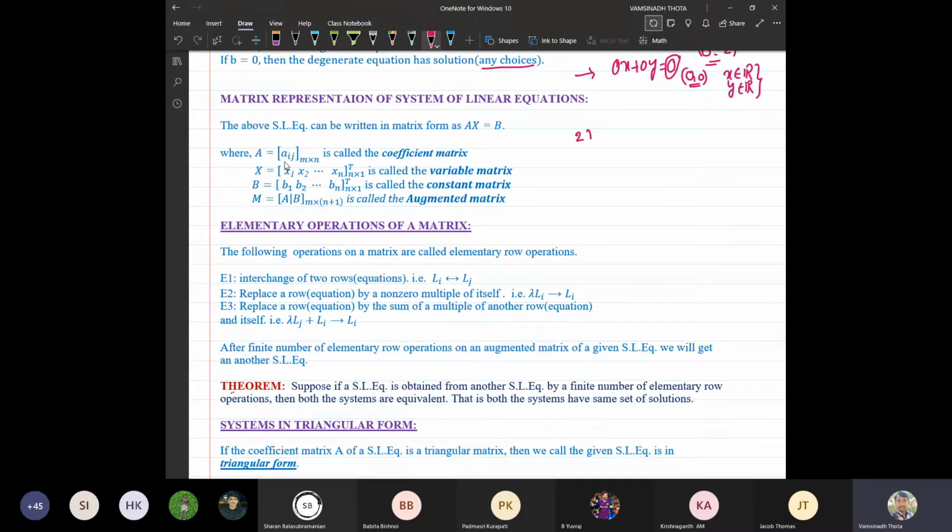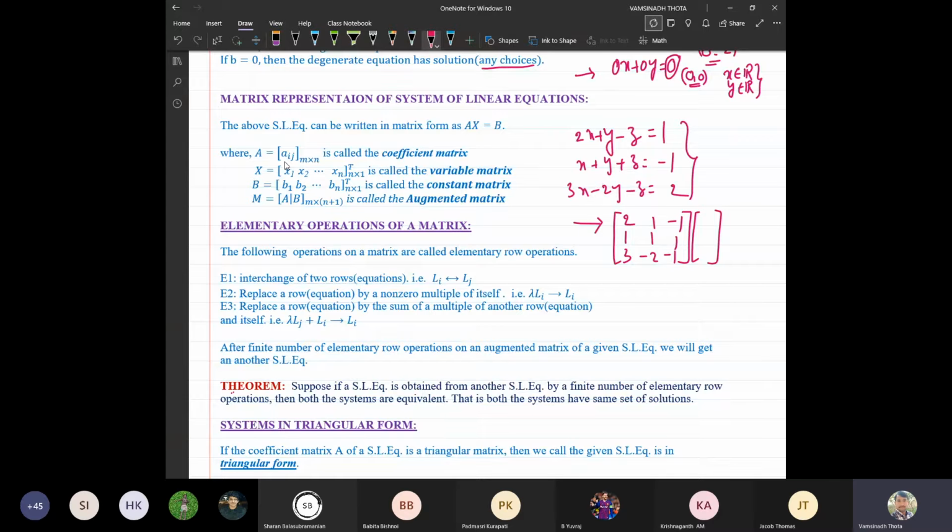Let me make it more clear with an example. 2x plus y minus z is equal to 1, and then x plus y plus z is equal to minus 1, and then 3x minus 2y minus z is equal to 2. Suppose I have given three equations in three unknowns. Then what will be the coefficient matrix? The coefficient matrix is 2, 1, minus 1, 1, 1, 1, 3, minus 2, and minus 1. This is called the coefficient matrix. As you can see, each row of this coefficient matrix gives you the set of coefficients of one equation.